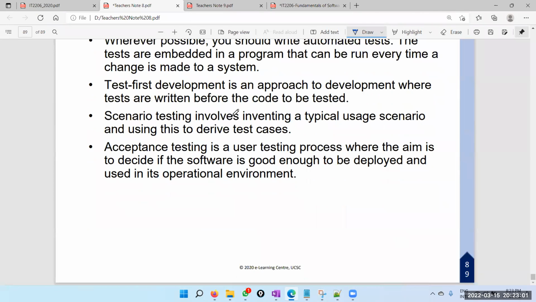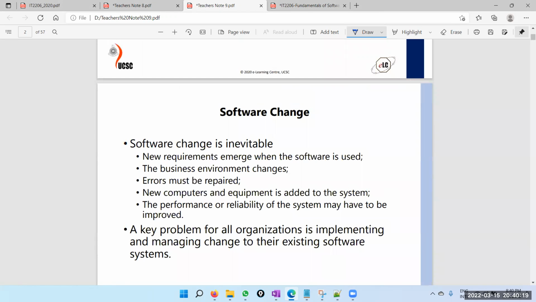Right, so we'll take a break, then we'll move on to the other topic, maintenance. Okay, so let's continue. Okay, so let's quickly go through this one also.